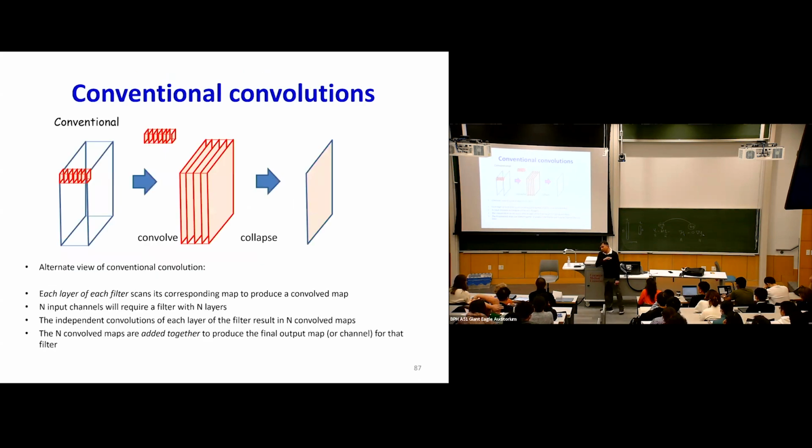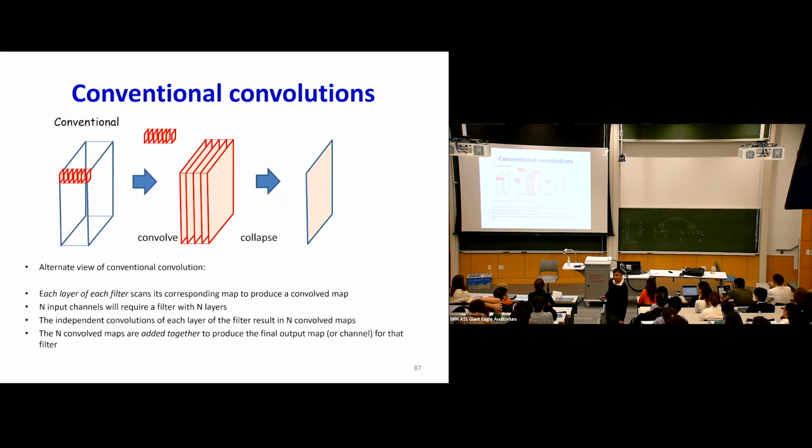Now, when I'm performing a conventional convolution, here's what you do. You have a filter. The filter has many channels, right? The filter has as many channels as how many channels does the filter have? As the number of input channels, right?